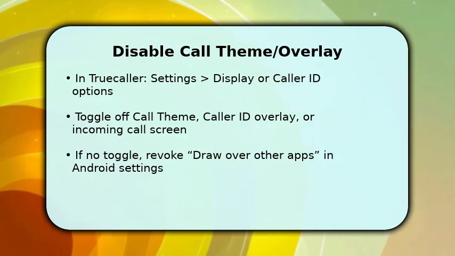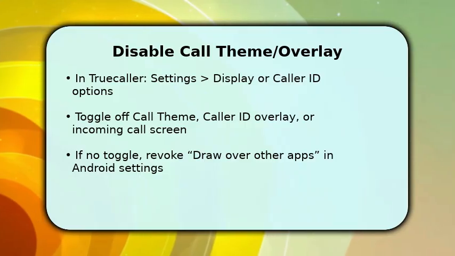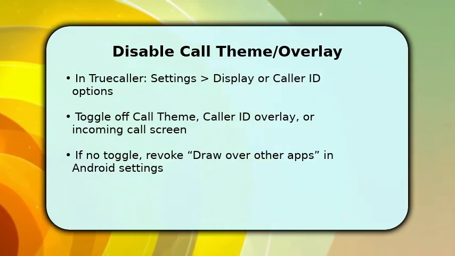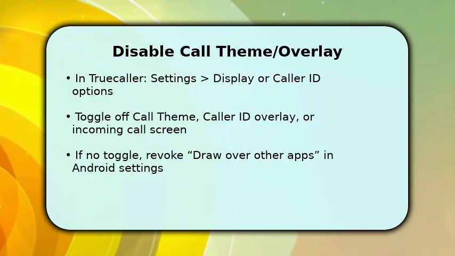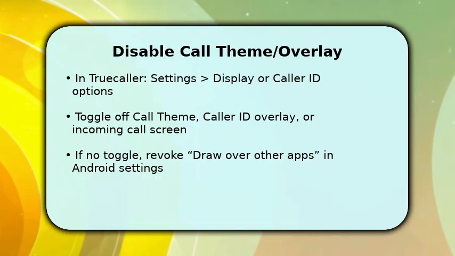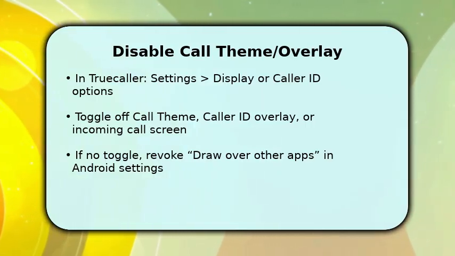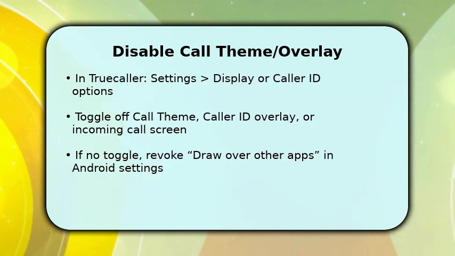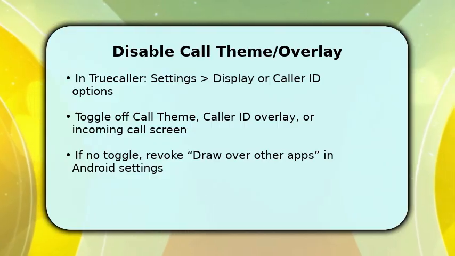Now you disable the theme itself. In Truecaller, go to Settings, look for Display, Caller ID, or Incoming Call options and turn off Call Theme or the Caller ID overlay. This stops Truecaller from replacing your phone app screen. If the option is missing, go to Android Settings, Apps, Truecaller Permissions, or Special App Access and revoke Draw over other apps. Make sure to test by calling your phone. This step prevents any persistent themed screen from appearing.